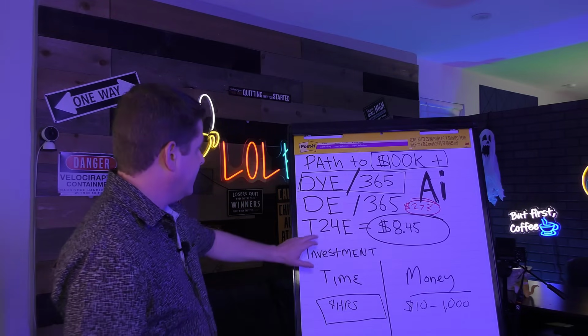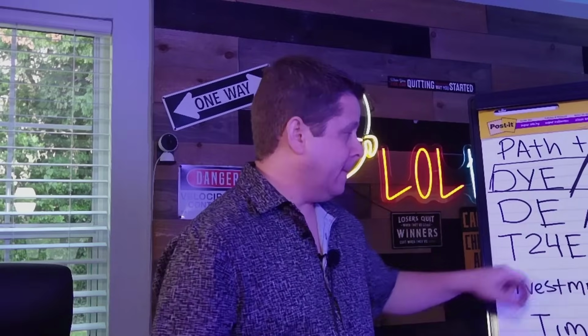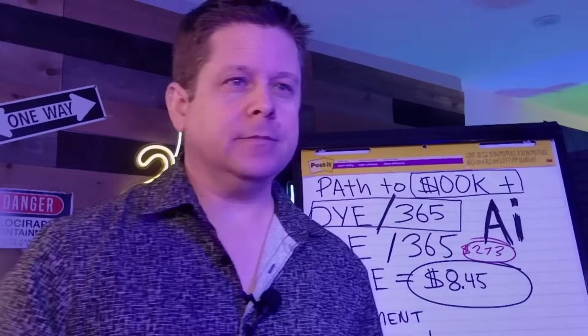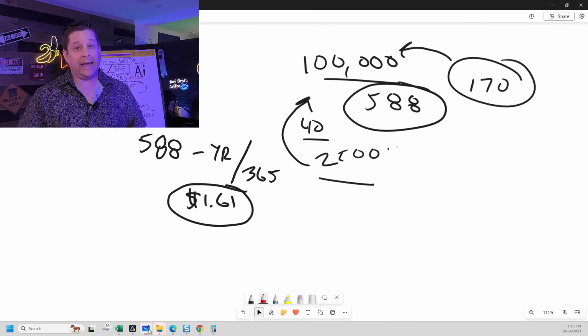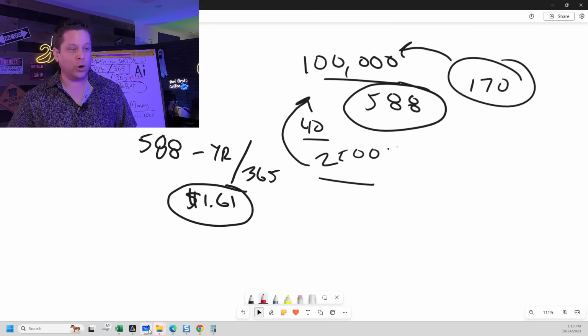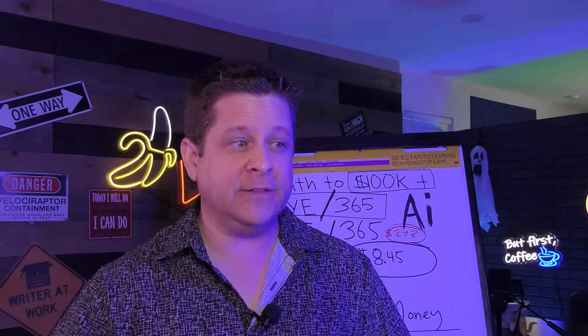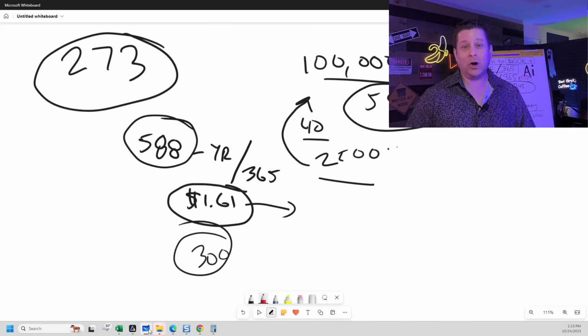And that brings us to the T24E, total 24-hour earnings. Because if I was to come to you today and say, would you like to work for me for 8 hours and get $1.61? Most people would laugh me out of the office. However, if I was to say, would you like to come work for me and I will give you $300? Most people would say, yes, where do I sign? However, if you were to take the $1.61 times 365, 588 is always higher than 300. But most people don't think like this.